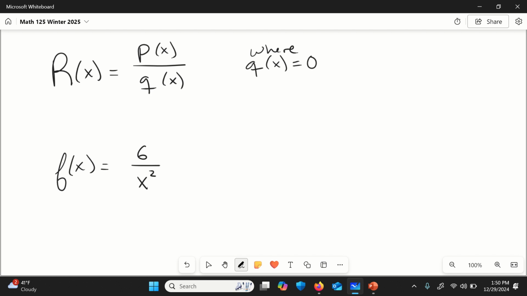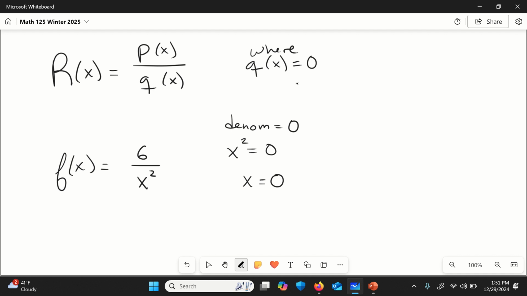So to figure out when the denominator equals 0, we can set it equal to 0 and solve. So we take our denominator and set equal to 0. If I go to solve for x here, I need to take the square root on both sides, and the square root of 0 is 0. So this value, x equals 0, is the one number not allowed to be used for x.